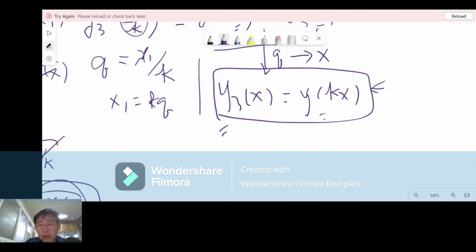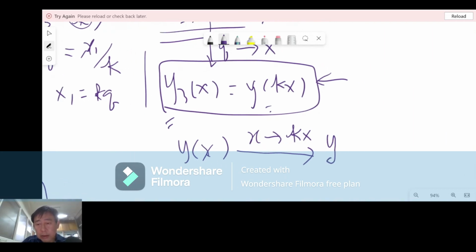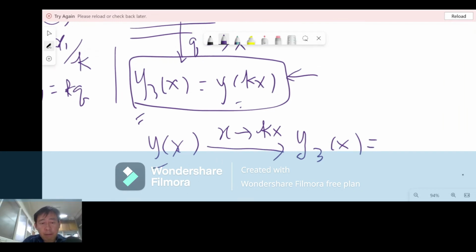So I'm going to look at this function. According to these definitions, I come to the conclusion that if you have an original function y of x, and you perform an operation of replacing x by kx, then you will arrive at the horizontally compressed version of the function, y3, where y3 is obtained from y by replacing the x in y by kx.